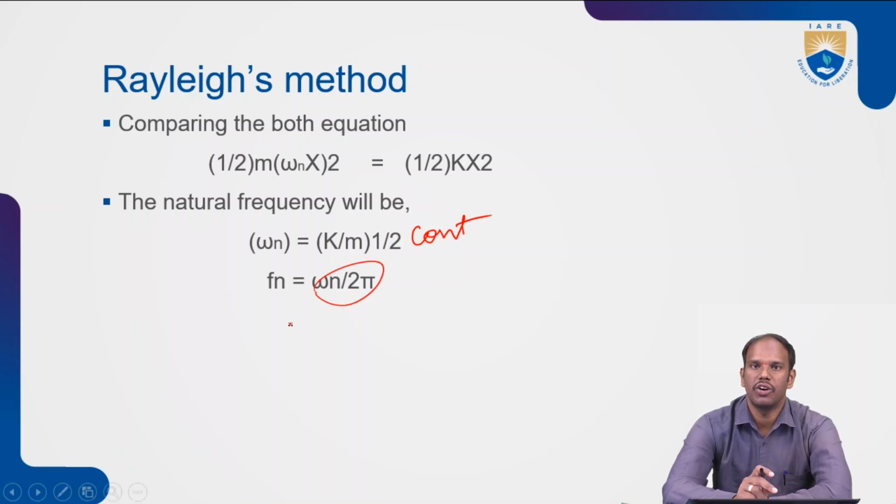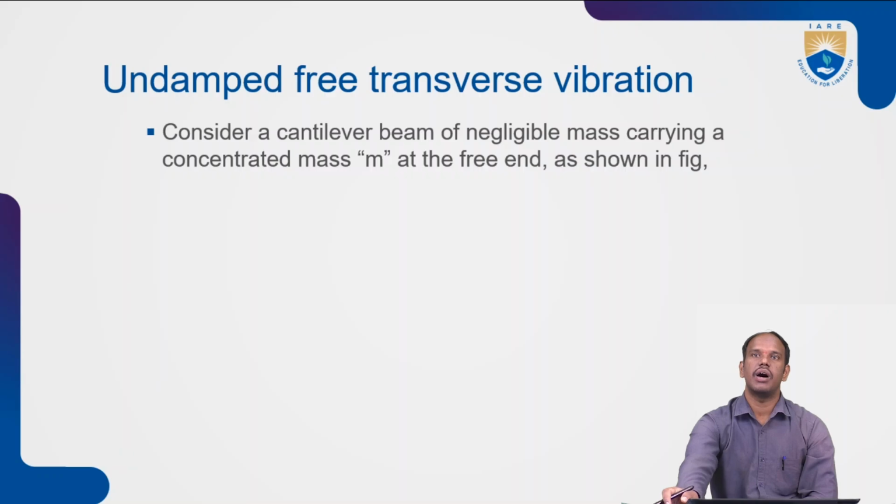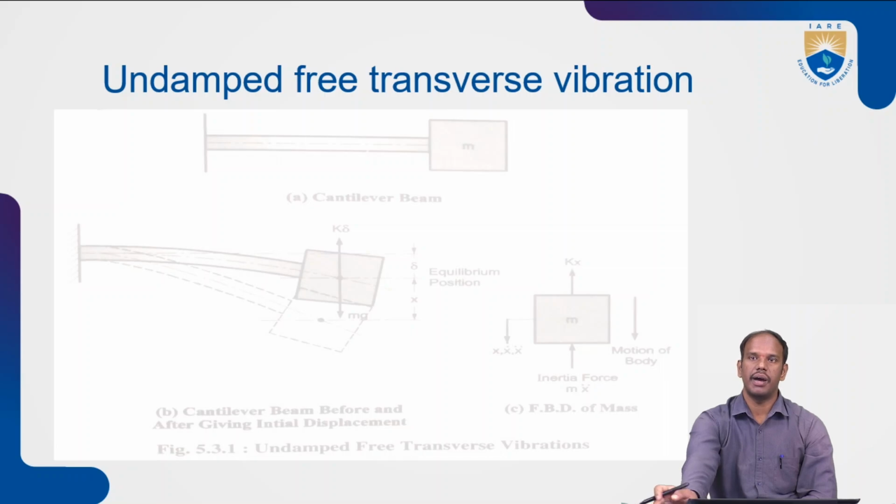The natural frequency can be written as omega n by 2 pi. With this we will stop, and in the next classes we will look at the undamped system, what an undamped system is, and how it works with the cantilever as an example.